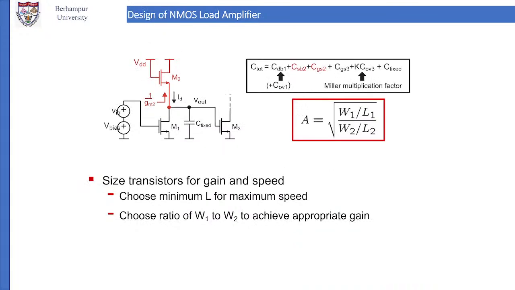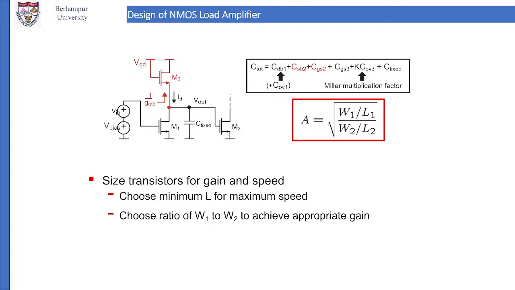Now comes the design part. In the design, size transistors for gain and speed, that is the important thing. What speed you require, and what is the gain that you require. Based on that, choose the size of the transistor. Once you have chosen the size of the transistor, then you choose the value of the transistor, or the number of transistors that you choose.